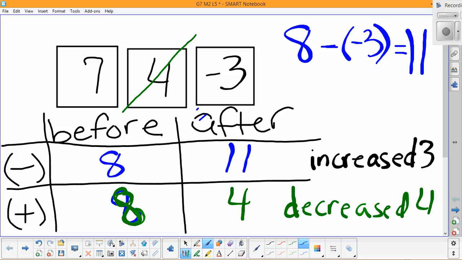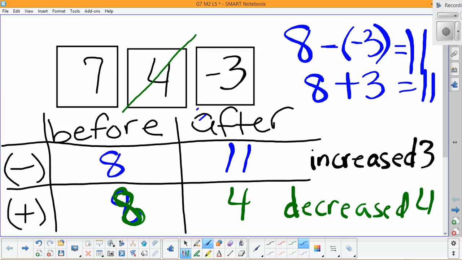Well, let's write this as an addition sentence instead of subtraction. If I change the subtraction to addition, I need to put a 3 in there. So that tells me that 8 minus a negative 3 is equivalent to the statement 8 plus 3. We can change subtraction to addition, and it just changes the sign of the second number.